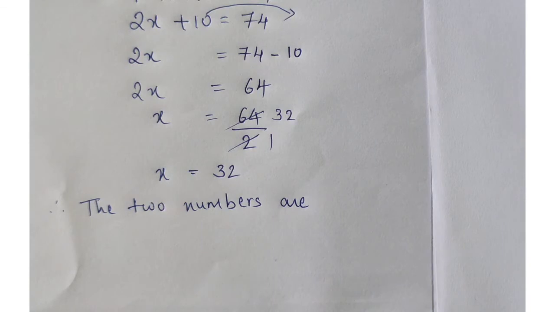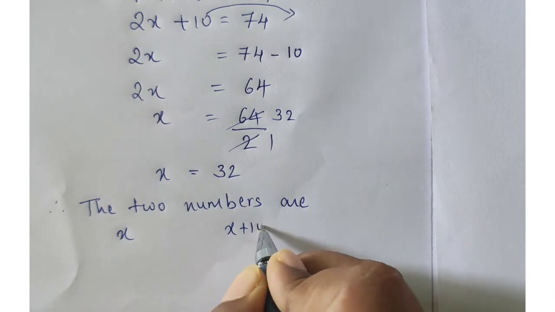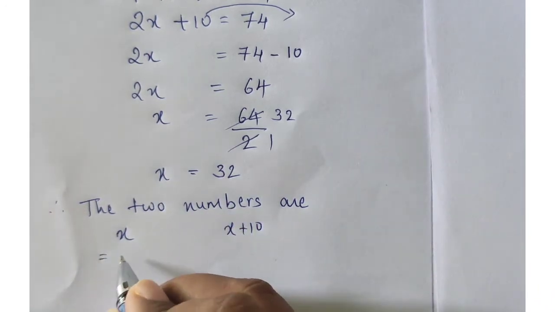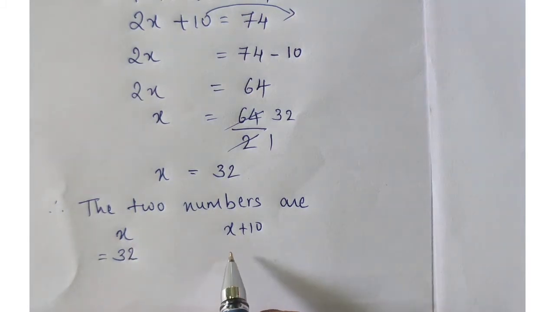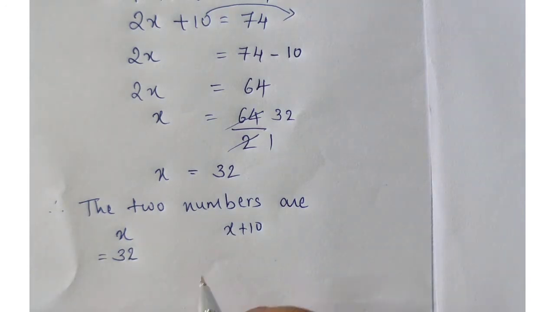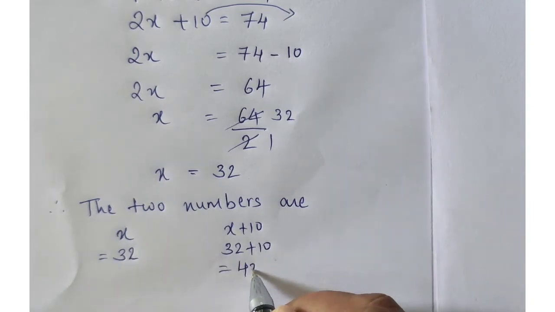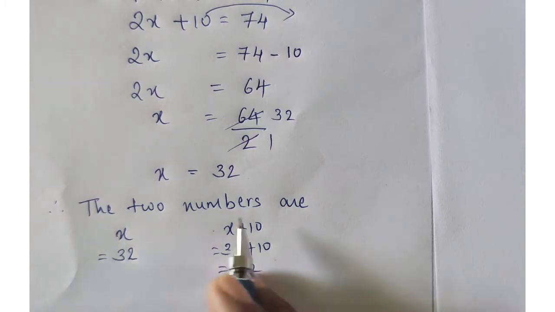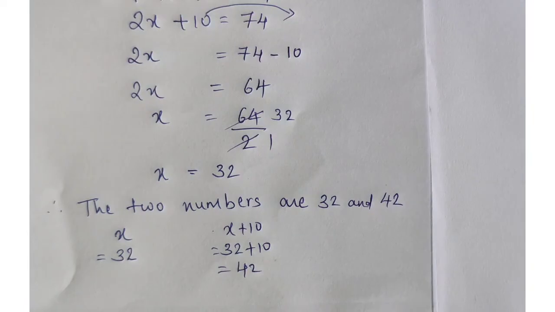So x here is nothing but the first number. The two numbers we considered in the beginning are x and the other one was x plus 10. So the value of x is 32 here, which means the first number is 32. So what will be the second number? The second number is 10 more than the first number. So 32 plus 10, the answer will be 42. Therefore we can say that the two numbers are 32 and 42. And their sum indeed gives us 74. You see, 32 plus 42 is 74.